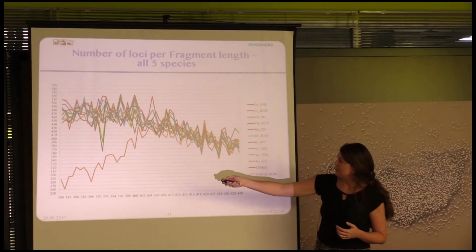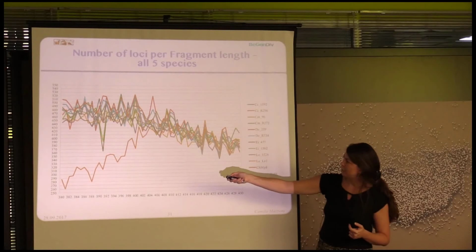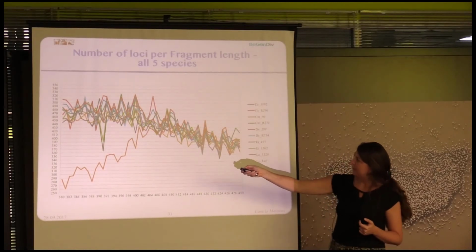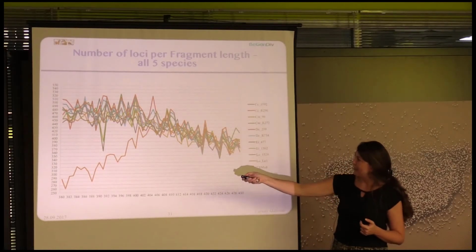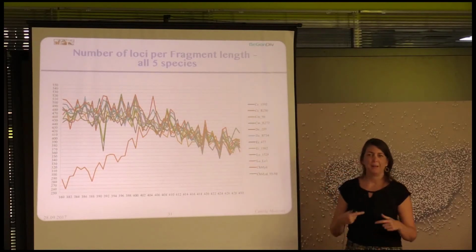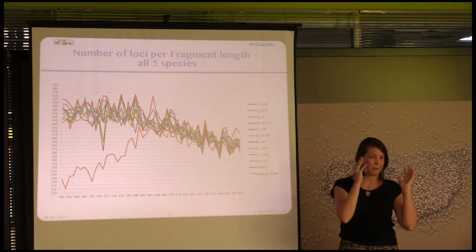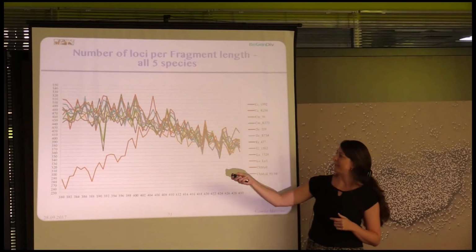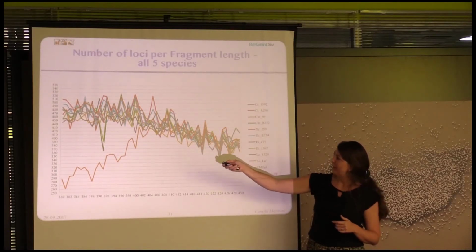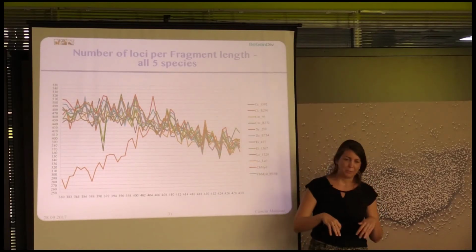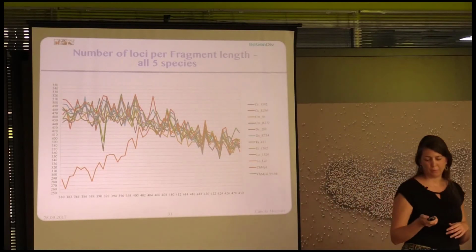I have one exception here, because this is 2 individuals from the same species, but exactly at this size, there was a peak. It's some repetitive element that was exactly this size, and because I gave the exact same number of reads, the total number of loci dropped, but I corrected for that afterwards.